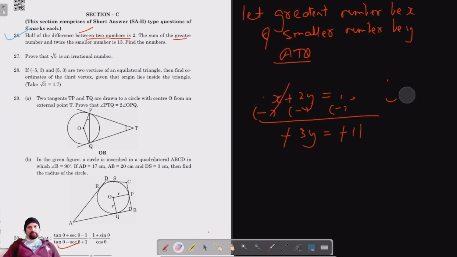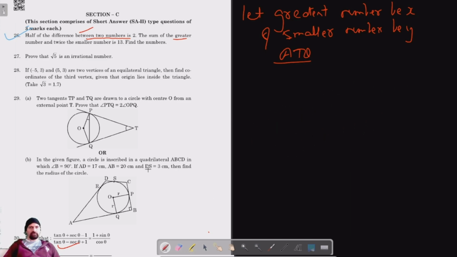So let me just write down these equations once again. So it's given that half of the difference between two numbers is 2. Read the question very carefully. So x minus y, that is the difference, and its half is 2. So that gives x minus y is equal to 4. This is equation 1.